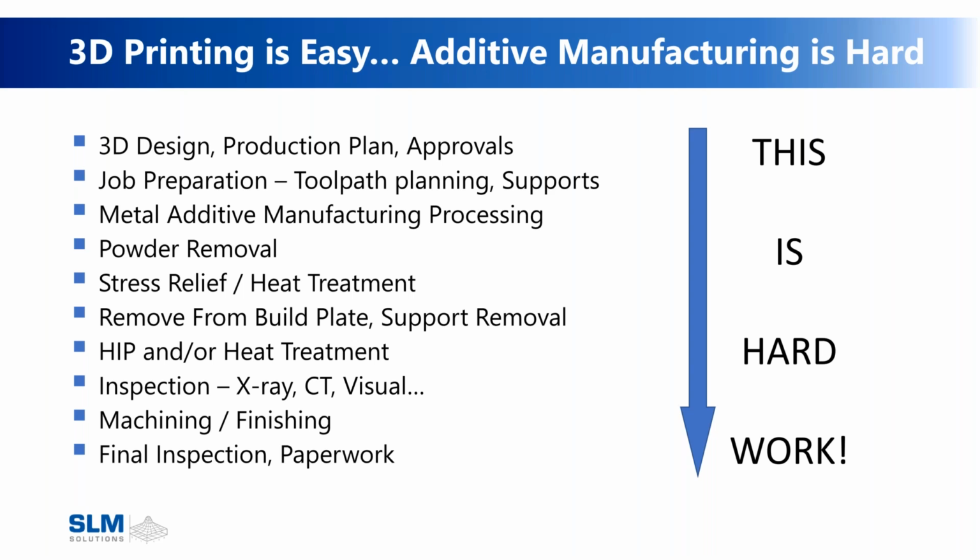So these are a handful of the steps that you go through in just creating a part: the design, the production plan, approvals, job prep, setting up the jobs, actually printing the part, the powder removal, stress relieving, heat treat, all the way down. All these steps are very time consuming. Each one of them for a qualified part takes a long period of time, and sometimes it can take up to a year or even more to get a single part qualified for production, say for FAA approval.